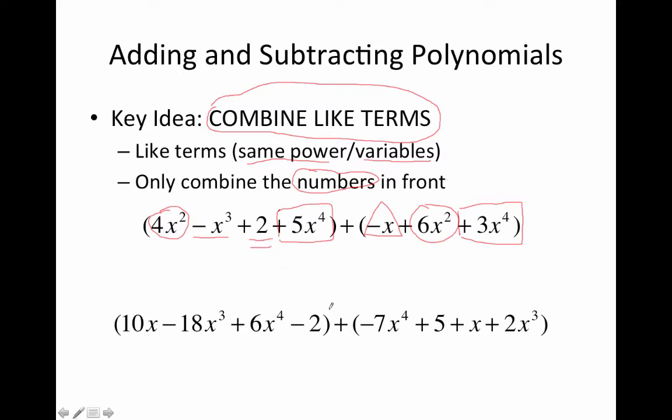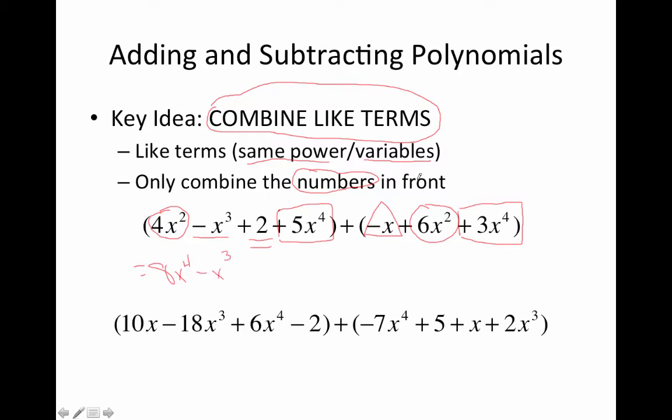Okay, so anything that's the same shape, we're going to combine all the numbers in front. So let's start with our boxes, our rectangles. I have a plus 5 and a plus 3. That makes 8, x to the fourth. Okay, now let's look at our x cubes. Minus x to the third.